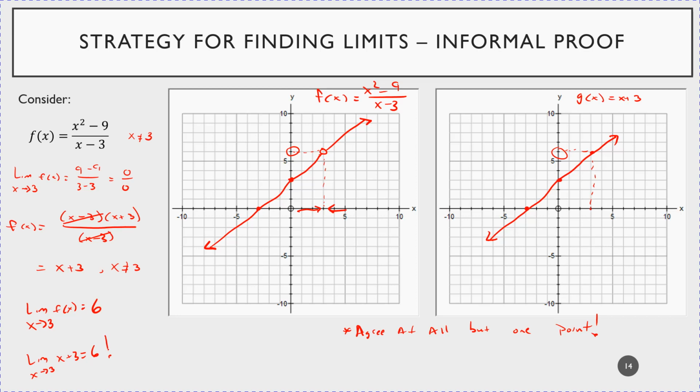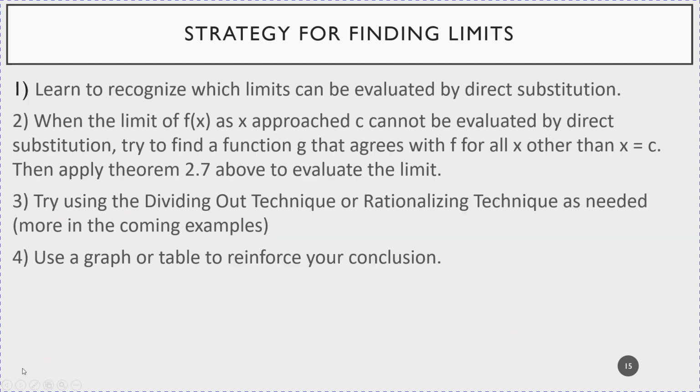Okay, so what I'm going to do now is show you a number of trick methods using this strategy. Here's what you want to do. The first thing is to learn to recognize which limits can be evaluated by direct substitution. If you can just plug the value in, and it's in the domain, that's the easiest thing to do. The first thing you should always try is literally just plugging it in.